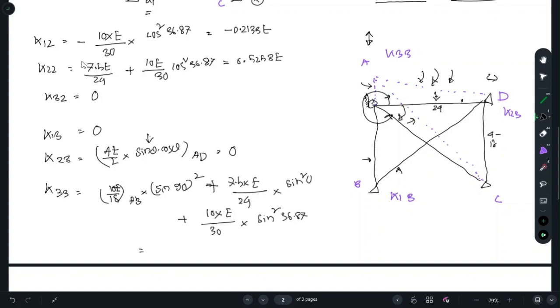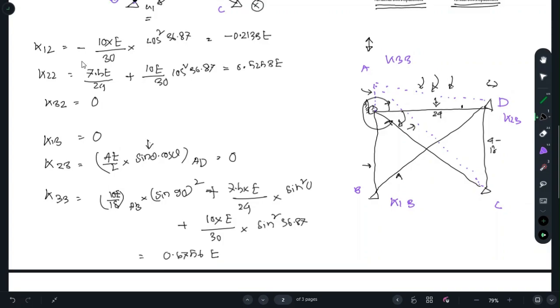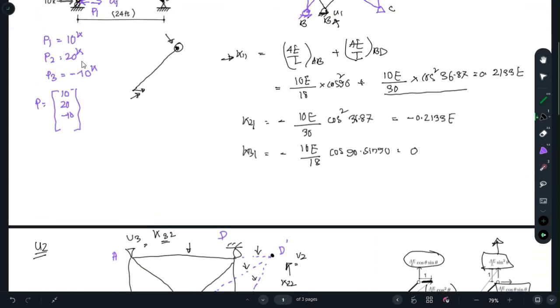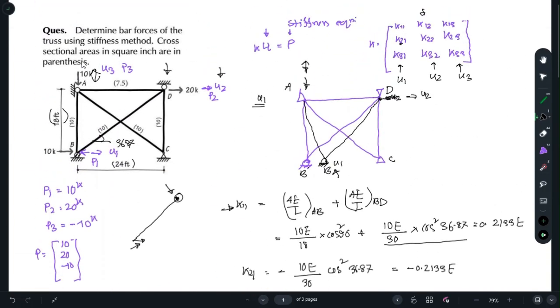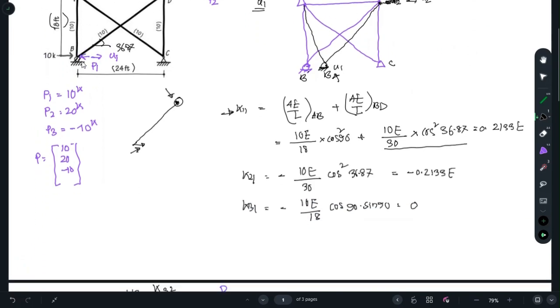So the K33 value would be 0.6756, if I'm not wrong. Well, the next thing is that you will take all the values of k and you will form this equation. So let's form that equation.